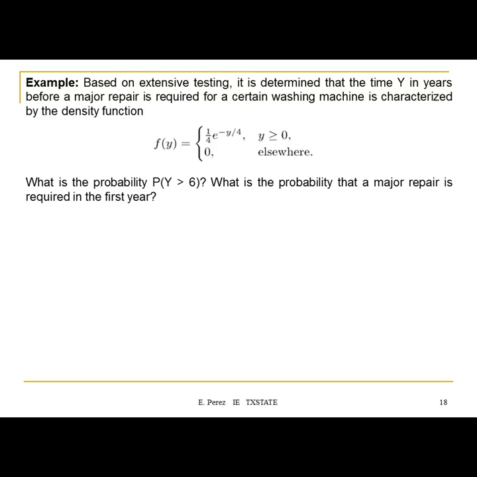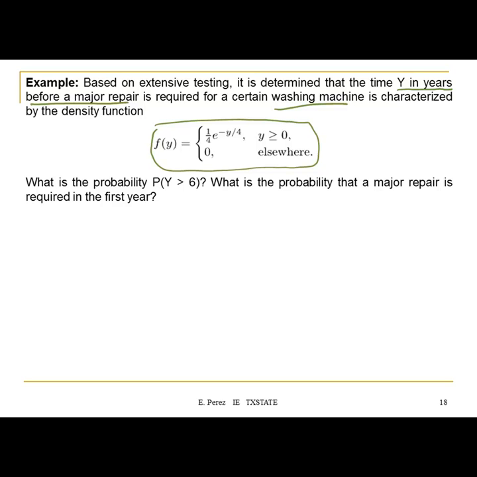So here we have another example. Based on extensive testing, it is determined that the time y in years before a major repair is required for a certain washing machine is characterized by this function. Can you recognize that function, that PDF? What type of function is that one?